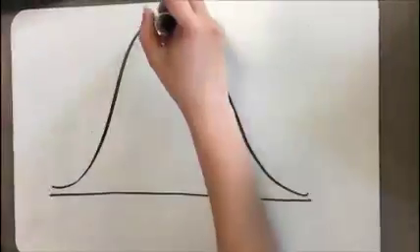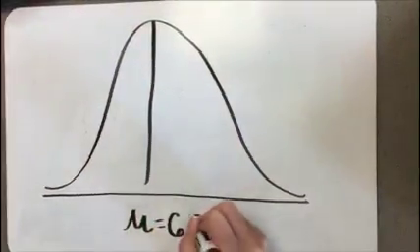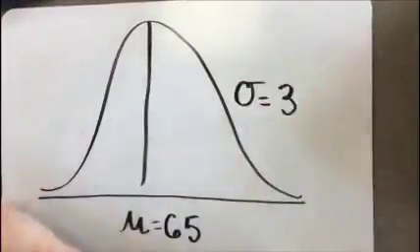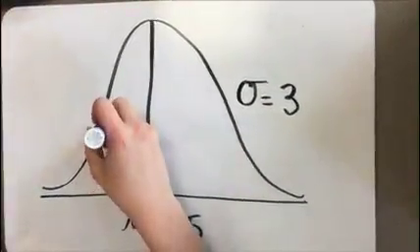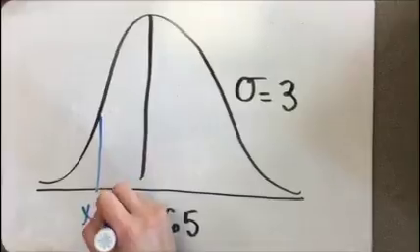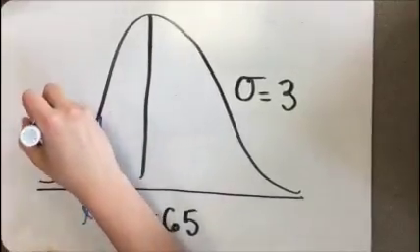Example 2. Considering the same situation in which the heights of all women are normally distributed with a mean of 65 inches and a standard deviation of 3, what is the probability that a woman is less than 63 inches tall? This is a probability problem.